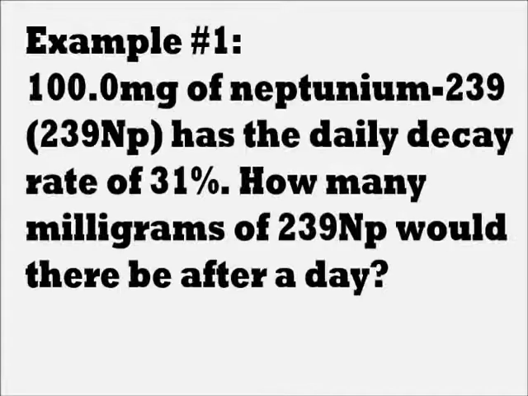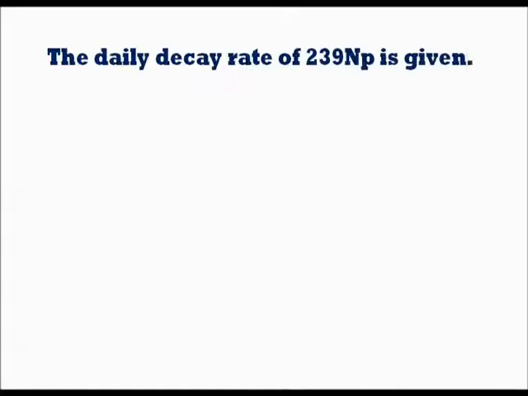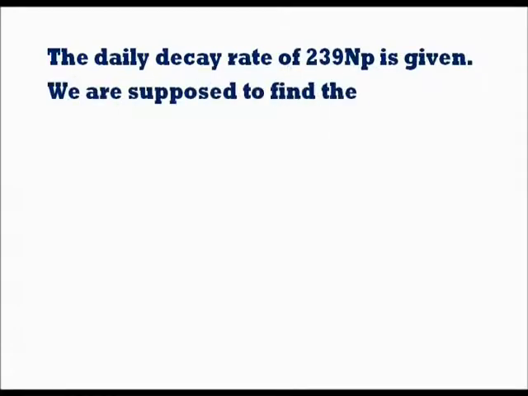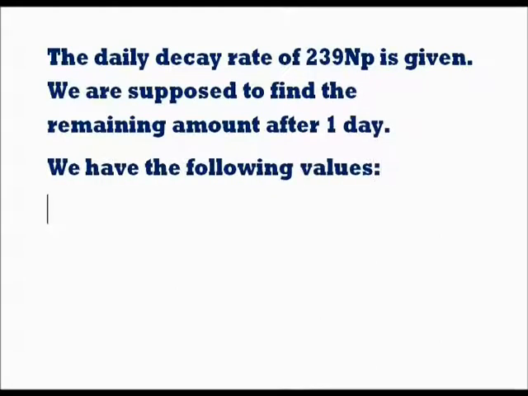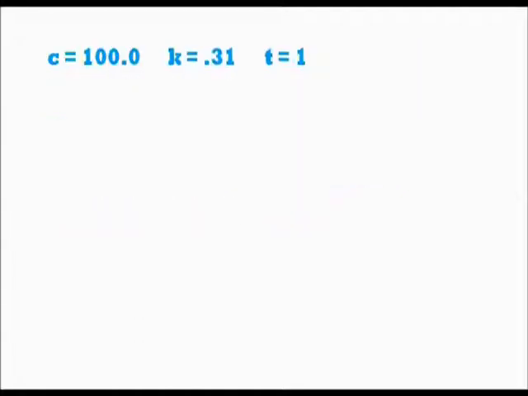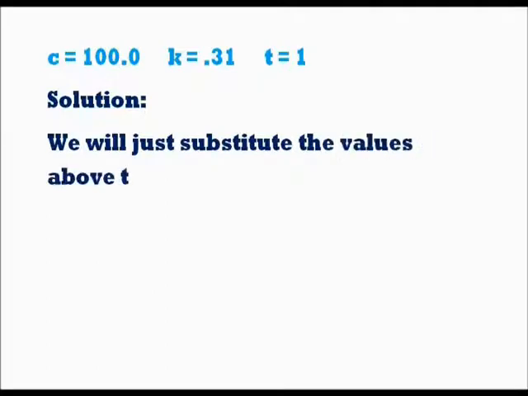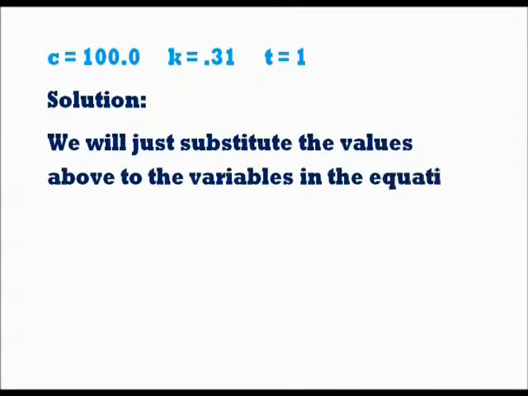Let's take a look at the first example. The daily decay rate of neptunium-239 is given. We are supposed to find the remaining amount after 1 day. We have the following values. Solution. We will just substitute the values above to the variables in the equation.